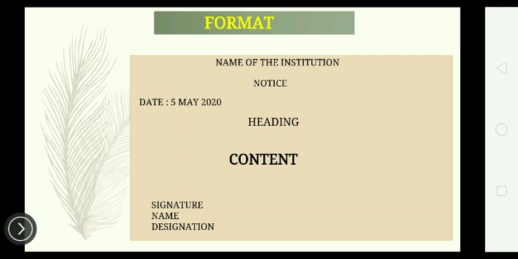So the date, signature, name and designation, all these things will fall on the same margin at the extreme left-hand side. First of all you have to write the signature, then the name, and then comes the designation, because whenever you see any notice published by a government official, you are going to find that the signature is always above the name, and at last you are going to find the designation.